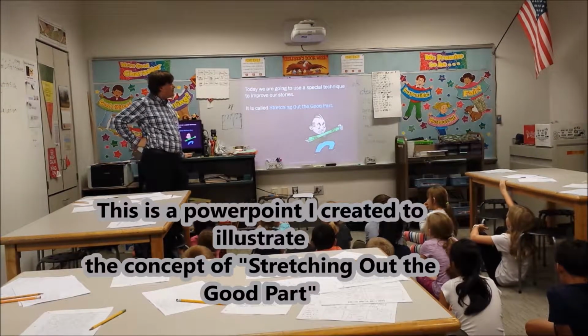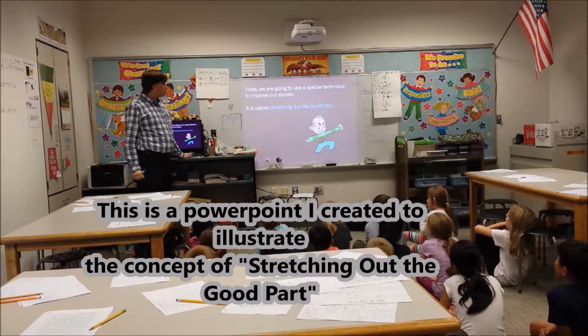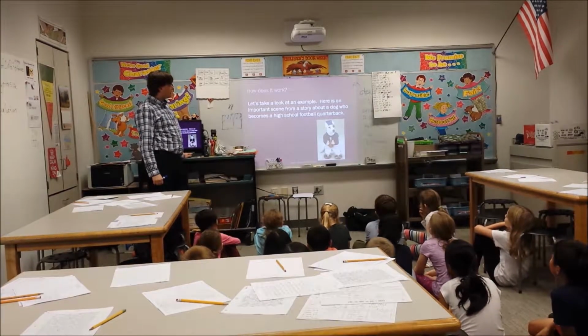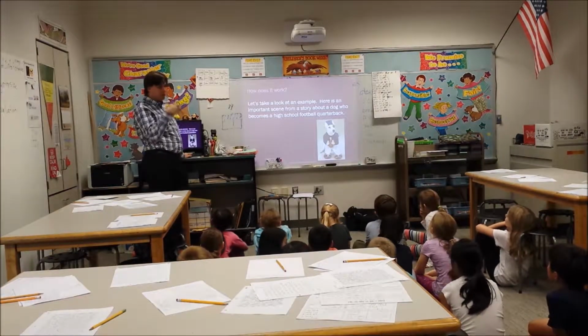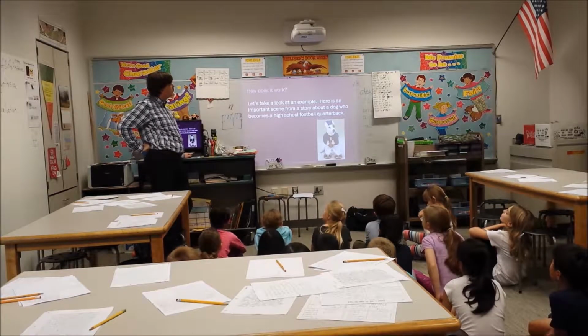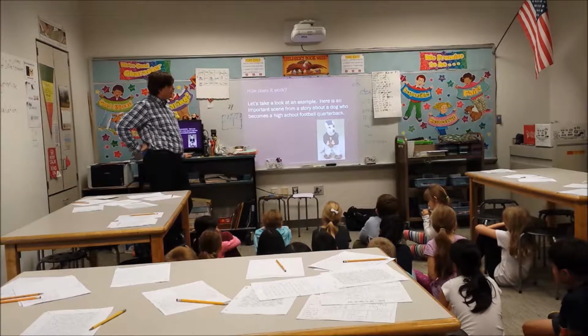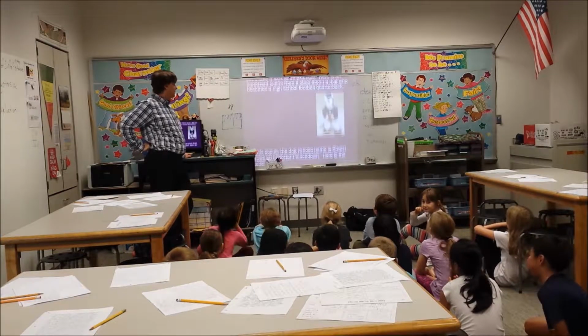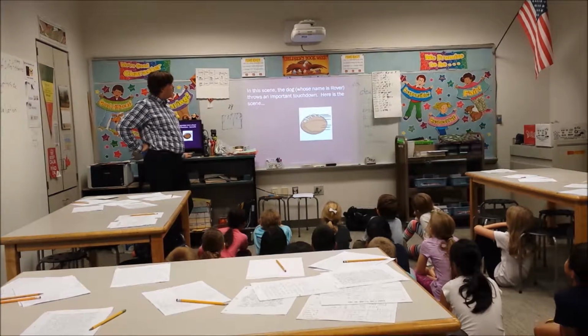So today we're going to use a special technique to improve our stories. It's called stretching out the good part. How does it work? Let's take a look at an example, and then we'll go back to our space example in a second. We'll get our actors back on. So, here's an important scene from a story about a dog who becomes a high school quarterback. A little story I wrote.